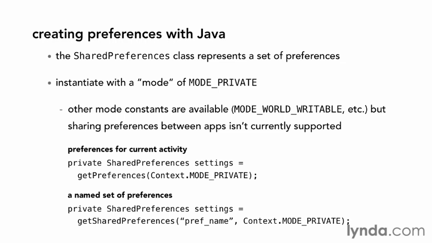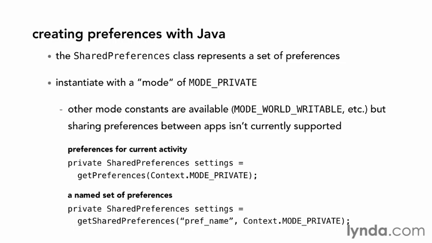When you create a set of preferences, you indicate whether the preferences are private to the current activity or shared between multiple activities. And you do this by assigning a name. If you call the getPreferences method and simply pass in MODE_PRIVATE, you're saying create a set of preferences that are unique to the current activity. If you call getSharedPreferences, then you have to pass in an explicit activity set name as a string, and then you can reuse that name from other activities and get to those same values.